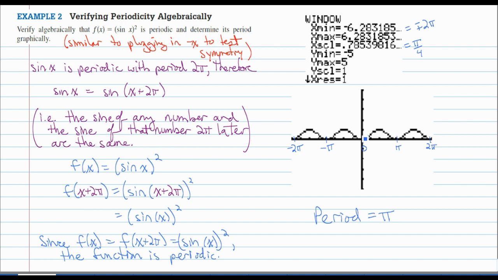That does still mean that every 2 pi has the same value. For example, f of 0 is 0, f of 2 pi is 0. It just repeated itself before that as well. So we only proved that it does eventually repeat. We didn't prove how early it repeats. We had to use the graphing calculator to figure out that the period was pi.